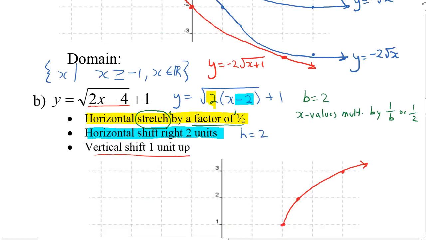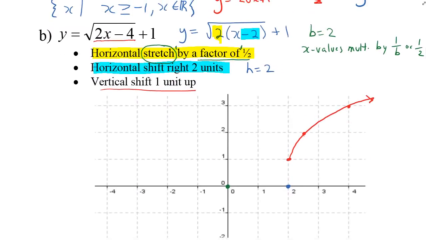Okay, so the second one, let's try that same method. So if we look at this, we can say, okay, the radicand is 2x minus 4, and that has to be greater than or equal to 0. So let's add 4 to both sides.